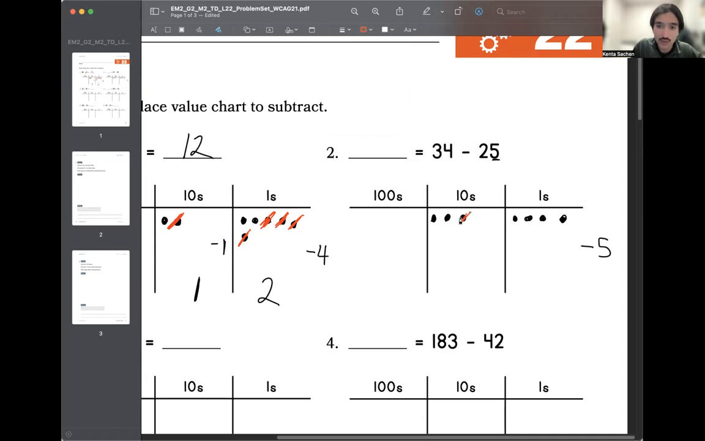So cross one of your 10s out, and we're going to change this 10 into 10 ones. So now draw 10 new ones. 4, 5, 6, 7, 8, 9, 10. Make sure you draw only 10, right? Exactly 10. That's very important.